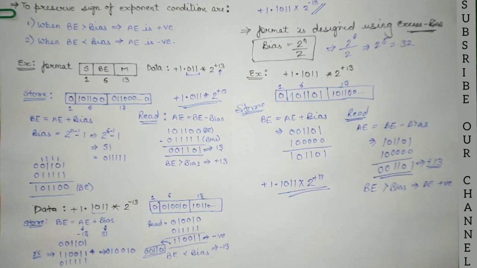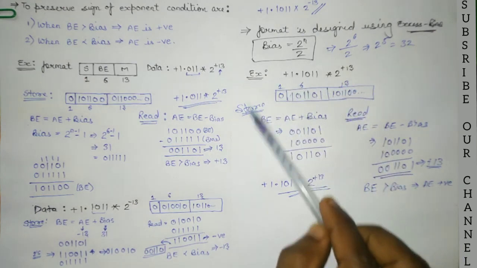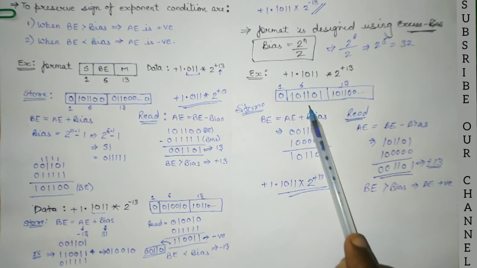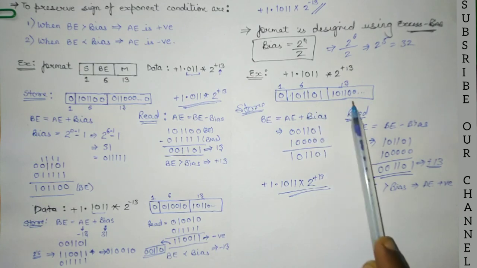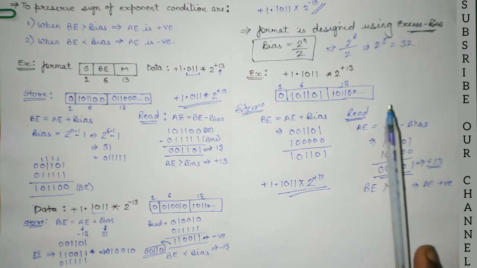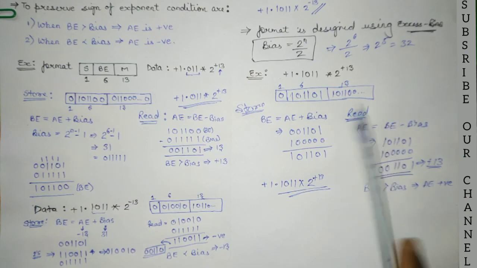In GATE, what kind of questions come? They might not ask you the complete thing. They give you a particular value, and they ask what is the biased exponent bits, what are the fraction bits. These kinds of questions came in GATE 2012, I think. I'm not sure about this. So try to practice all the questions on this number system, because it is very important, and hopefully you will get around one question from this particular topic.